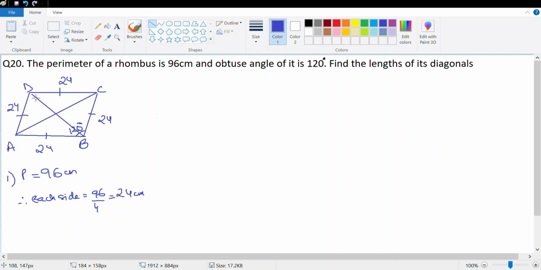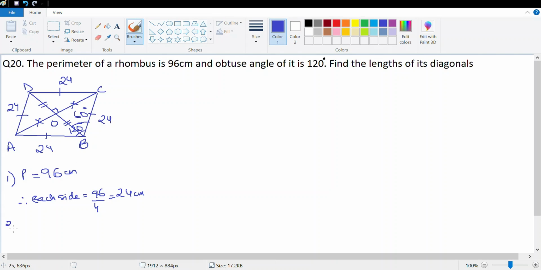We've done a question like this. I think question 6 was similar. Let the point of intersection of the diagonals be O. Diagonals of a rhombus bisect each other at 90 degree, which means OD and OB are equal and OA and OC are equal. And the diagonals also bisect the vertex angle, which means this is 60 degree. Let's just write all this down.